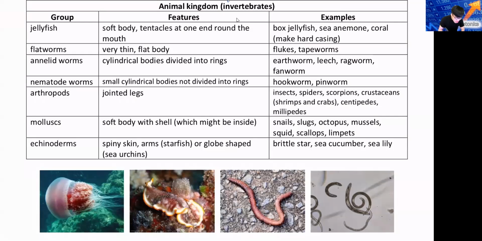Of course, coral is part of the jellyfish species. Bet you didn't know this, did you? You thought coral was something else. Coral is jellyfish. And of course, for coral, you have hard coral and soft coral. They make hard casing. That's why corals are hard.